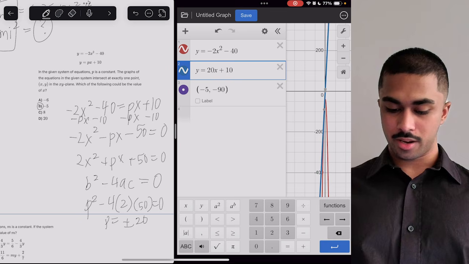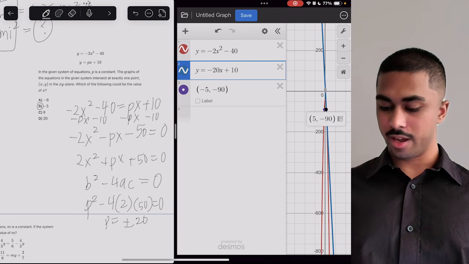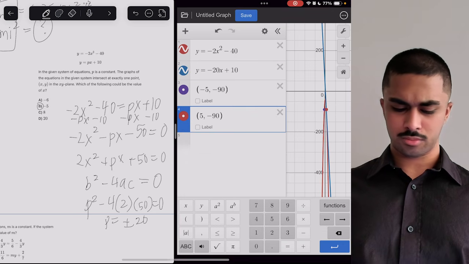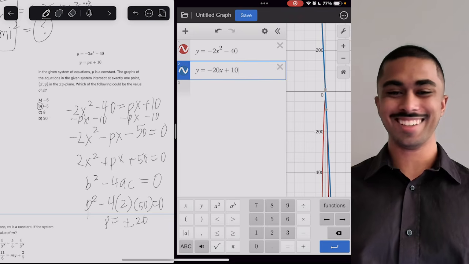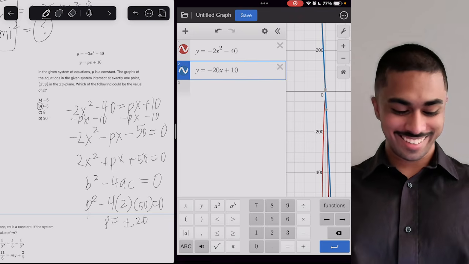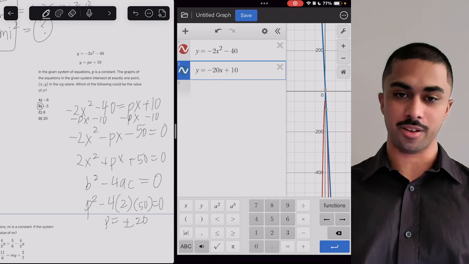Now, if we tried -20, we'd still get 5. So I get, whoa. Oh, yeah. We'd get... it's been a long day today. Okay. So it would be either plus or -5 for the value of x.